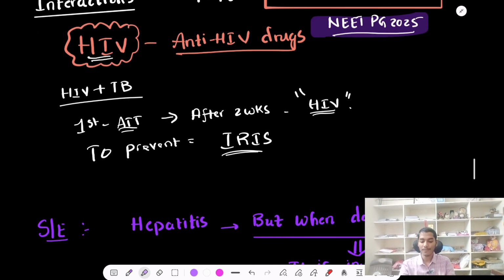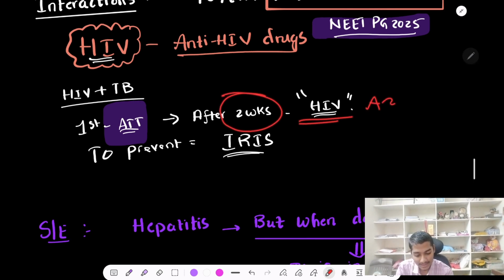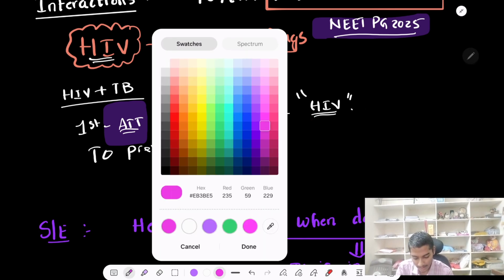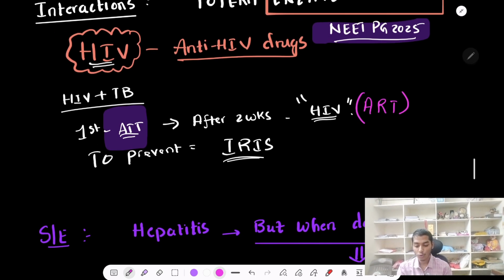So do remember, when the HIV patient is diagnosed with TB, definitely first we have to start with ATT. First start with ATT, and after 2 weeks you go with the ART therapy, right? And why we are doing it like this is to prevent IRIS, that is immune reconstitution syndrome, that we'll discuss later.